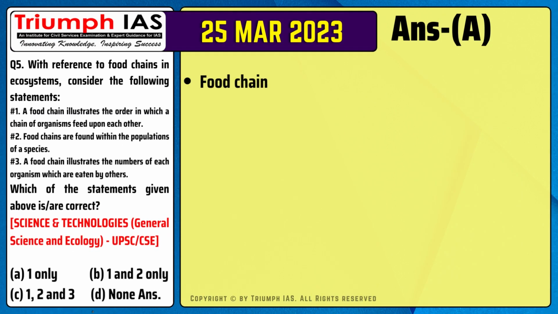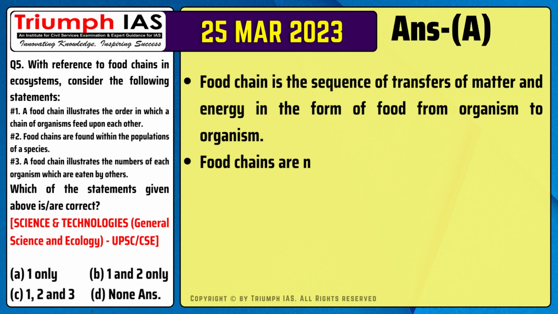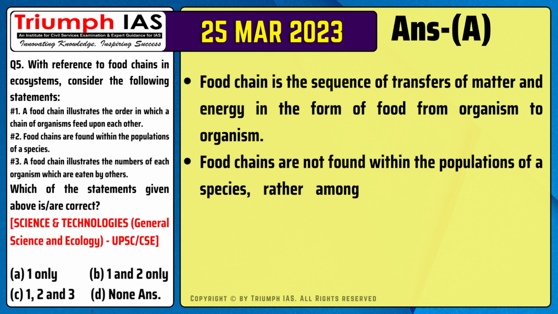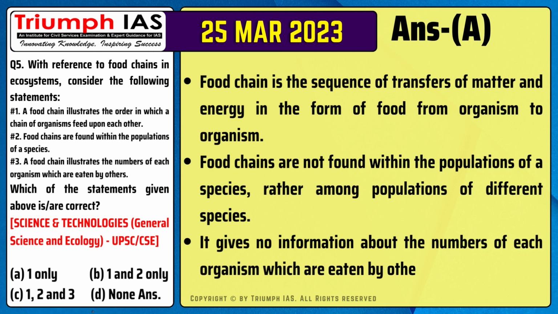The correct answer is option A. Food chain is the sequence of transfers of matter and energy in the form of food from organism to organism. Food chains are not found within the populations of a species, rather among populations of different species. It gives no information about the numbers of each organism which are eaten by others.